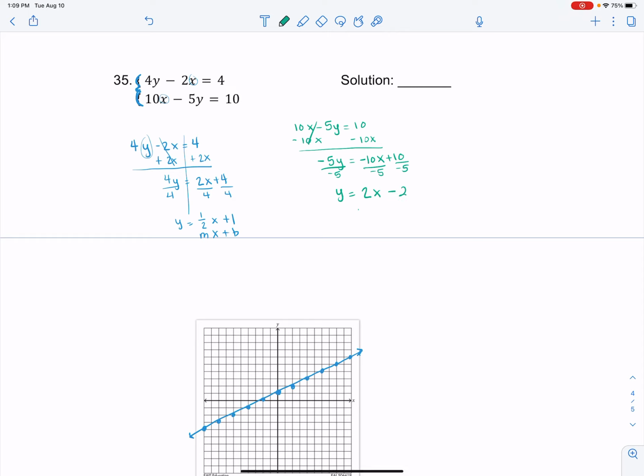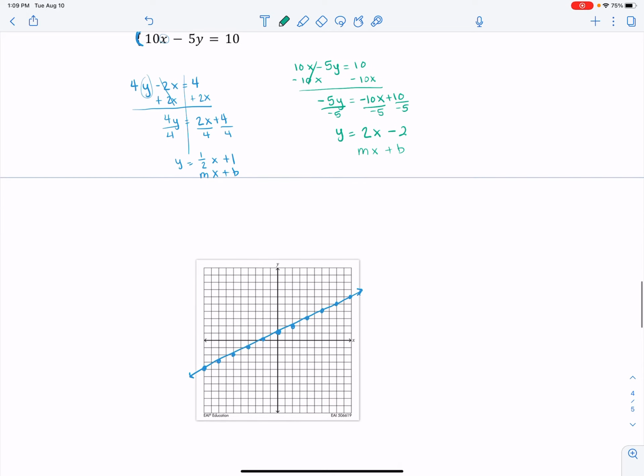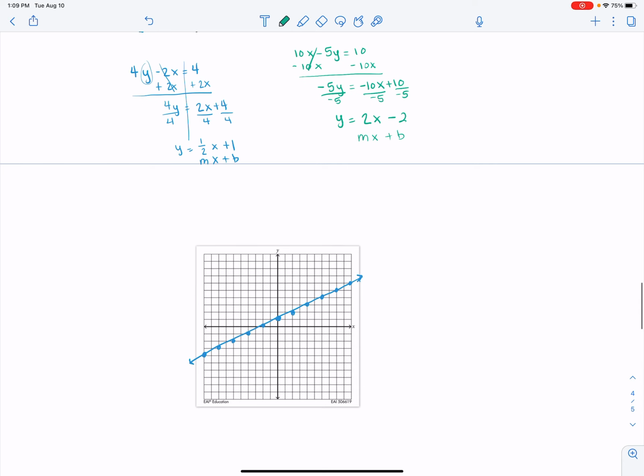Now it is written as mx plus b, so we can plot the points. So we're going to start where the y-axis is -2. And then we're going to use our slope as a positive 2, technically positive 2 over 1. So up 2, right 1, up 2, right 1, up 2, right 1. And we can go the opposite direction as well. Connect your points.